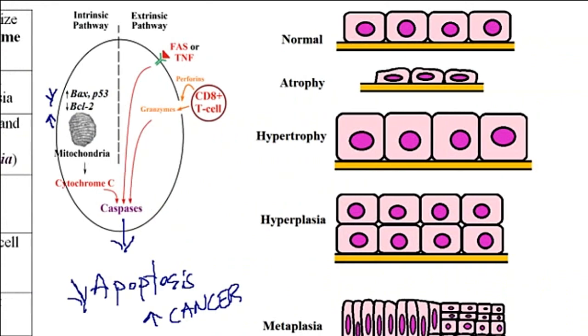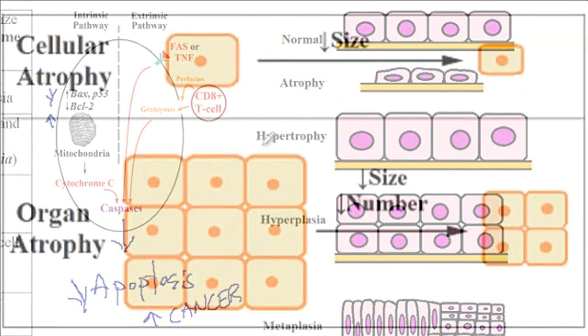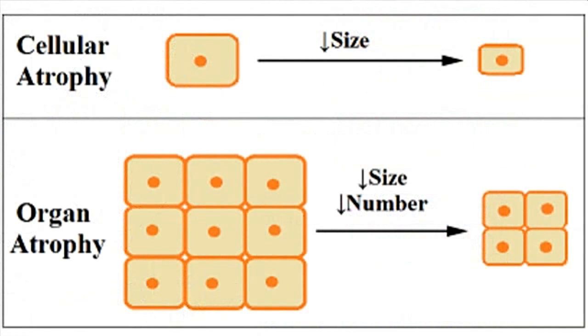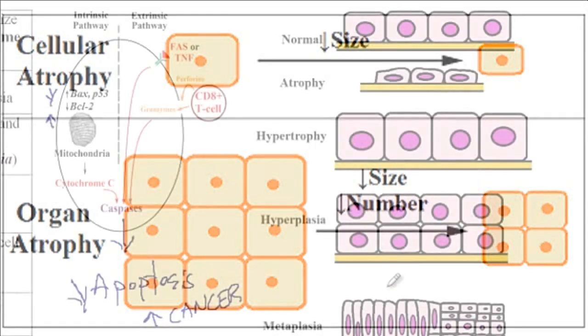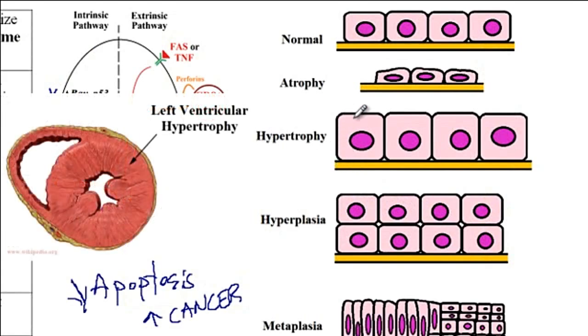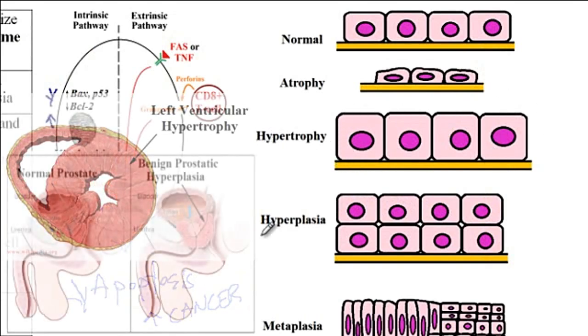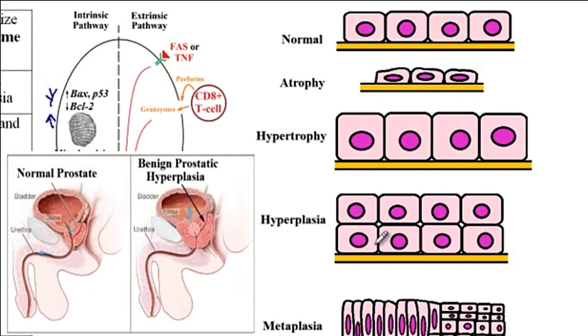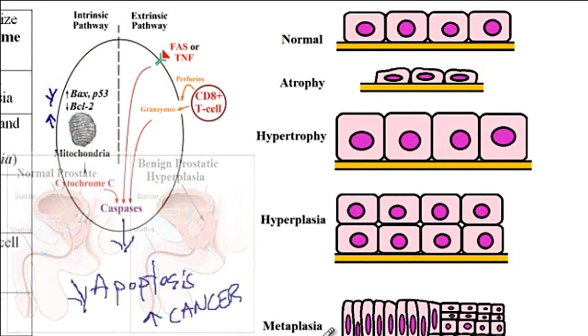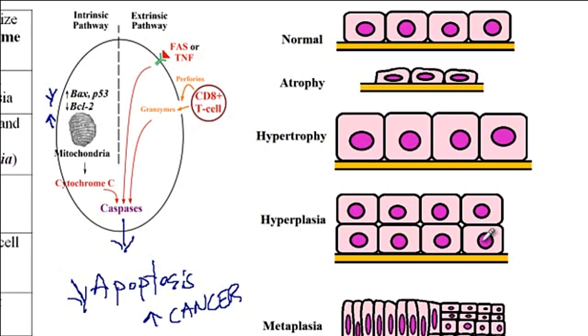So here we have the normal cells, and here is an example of atrophy where you can see that both the size and the number of cells has decreased. It depends how we would like to define atrophy. If you're talking about cellular atrophy, then there is a decrease in cell size due to the loss of the cellular organelles. On the other hand, if you're talking about organ atrophy, then there could be a mix of decrease in both cell size as well as cell number. Once they undergo hypertrophy, they would increase in cell size. Once they undergo hyperplasia, they would increase in cell number. With metaplasia, they would change from one cell type into another.